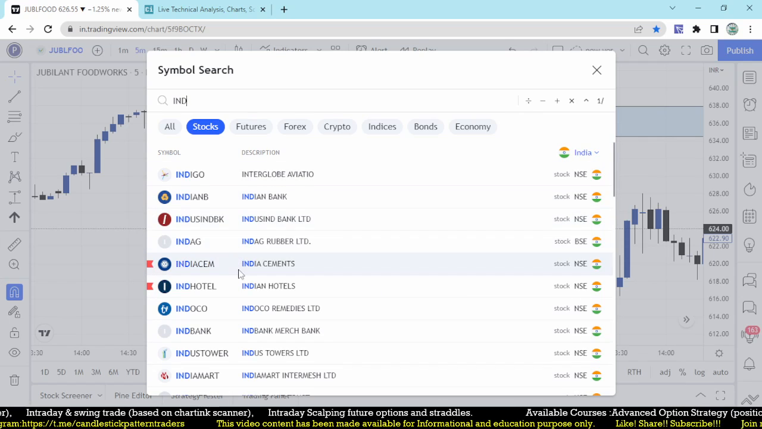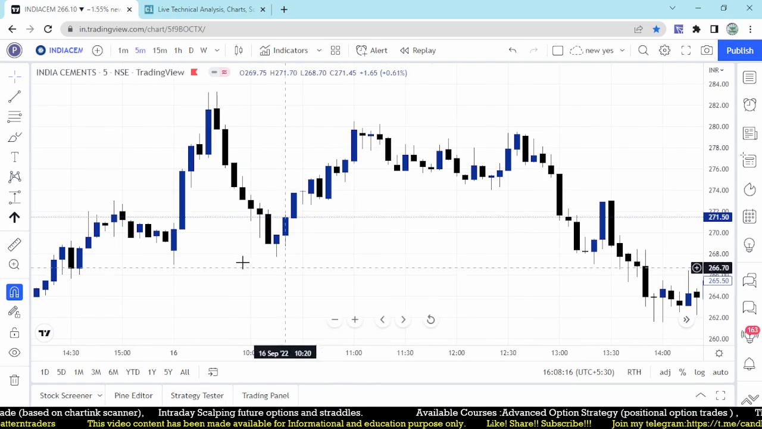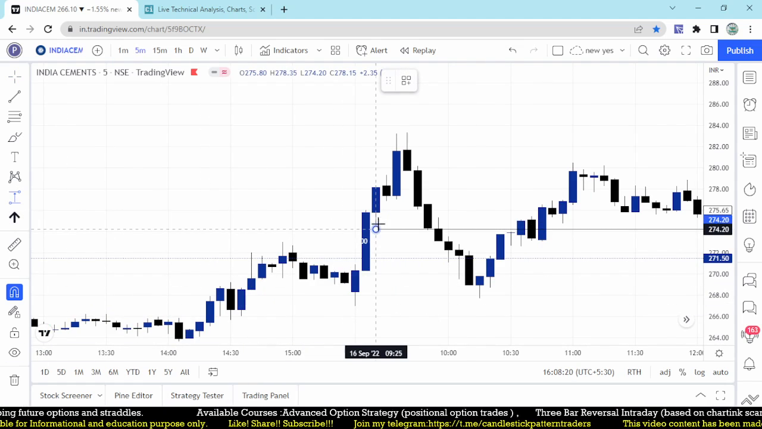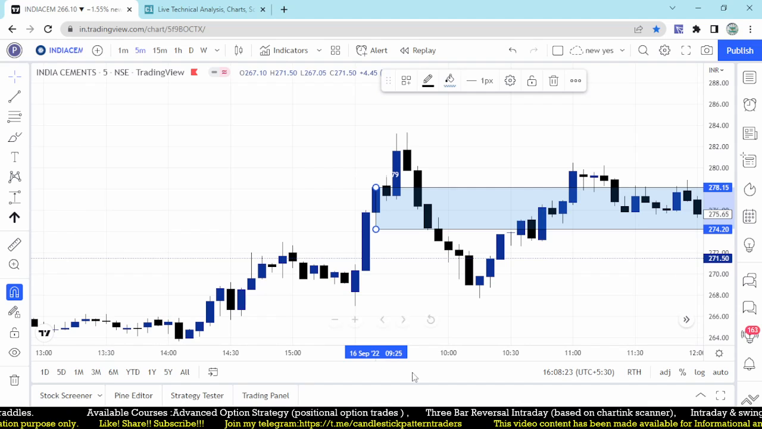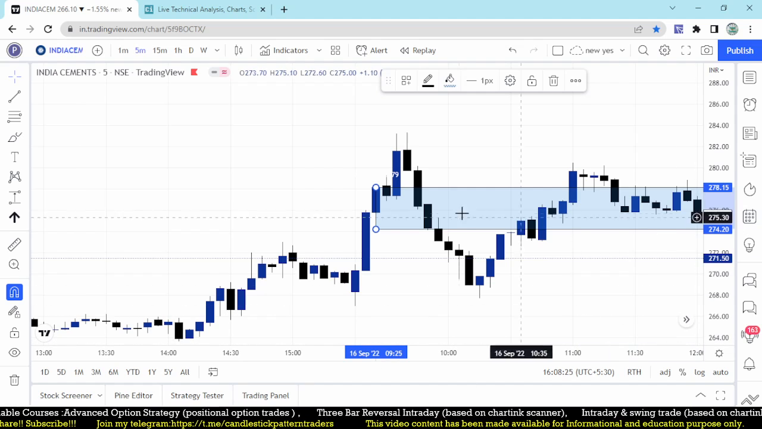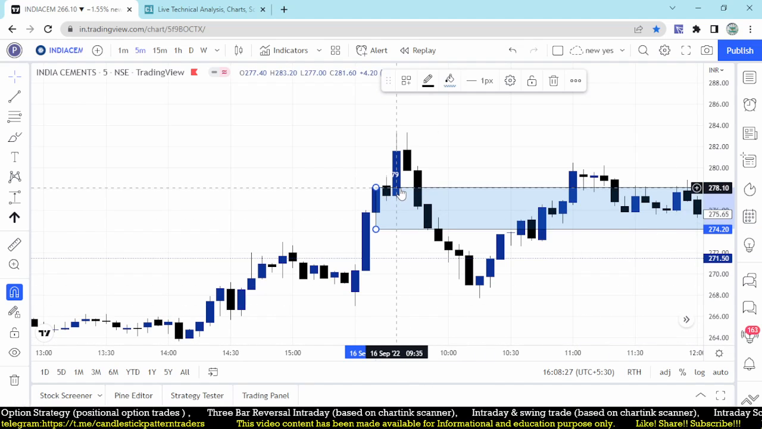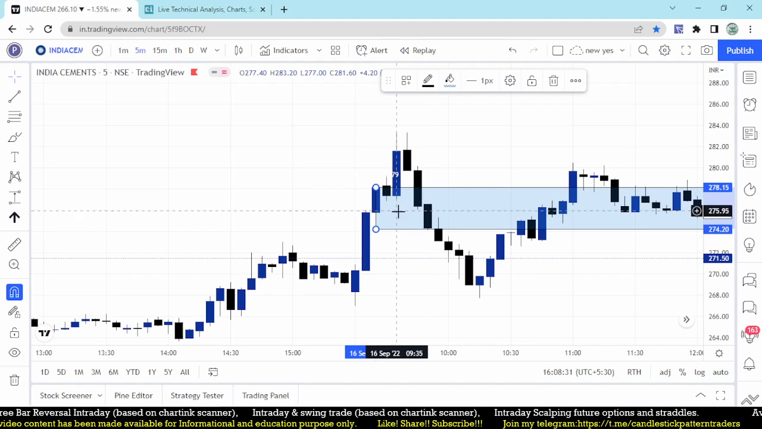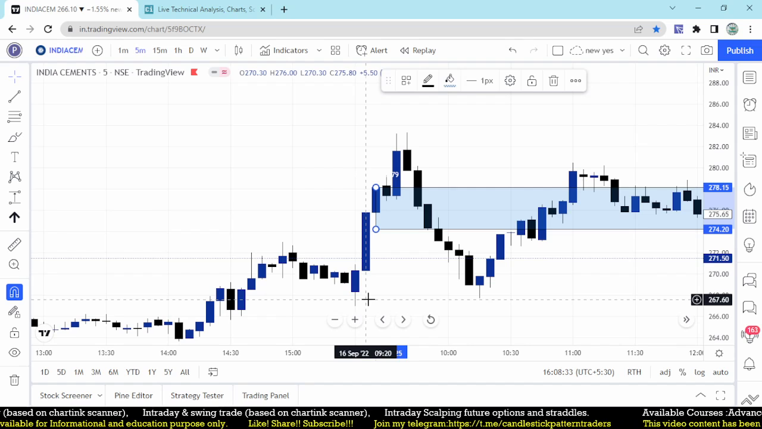Let's look at this also. What happened in India Cement? Let's see. This is the 15 minutes, third 5 minutes candle on India Cement. So the entry point is 74 to 78, 4 rupees. Once your entry point got triggered on the next 5 minutes candle, it went up to 283, and almost your target got triggered on the stock.